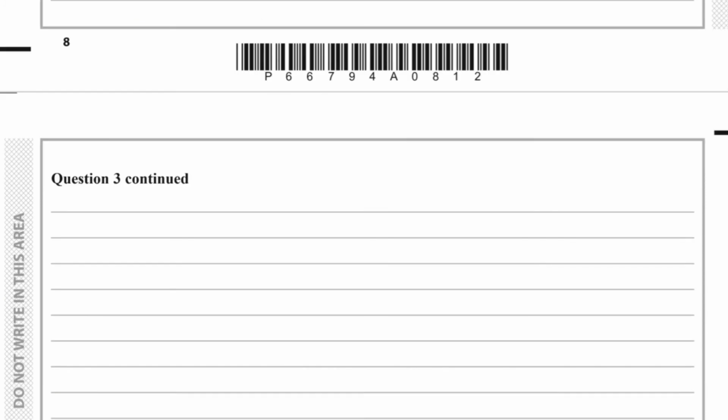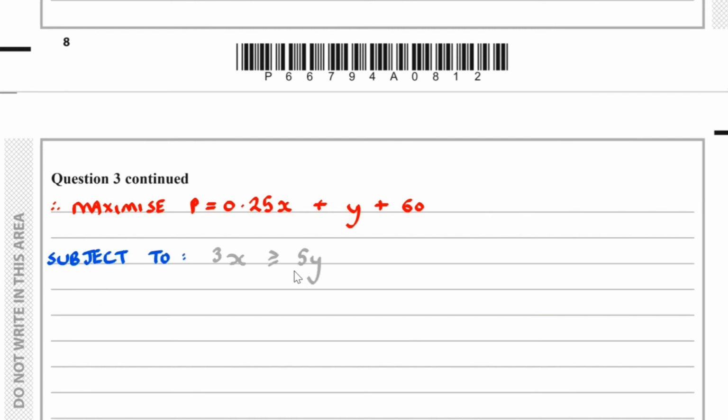So we want to maximize p equals 0.25x plus y plus 60, subject to 3x plus 5y, 3x being greater or equal to 5y, 5x plus 2y being greater than 144, and 15x being greater or equal to 28y plus 468. Here is our solution. We have formulated the problem as a linear programming problem.